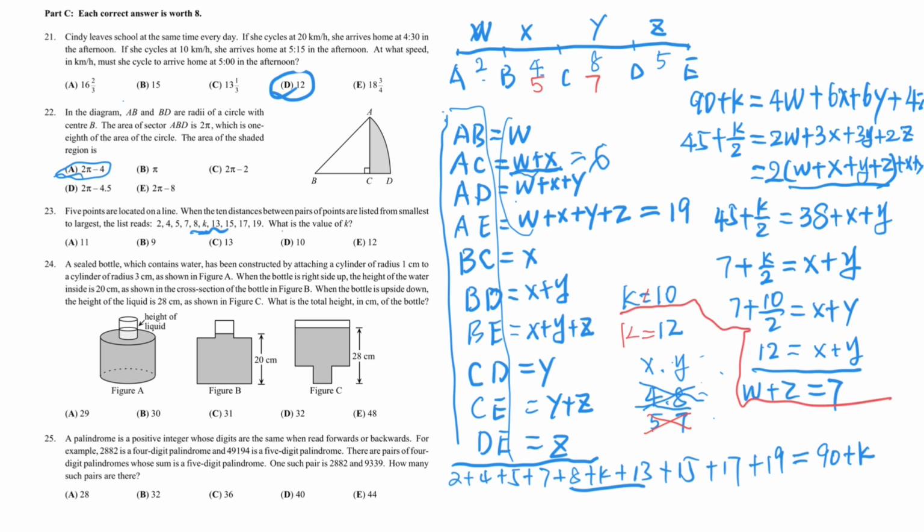Now we do k equals 12. That means 7 plus 12 over 2, that's 6, so 13 equals x plus y. So x plus y equals 13. So now we suppose k is 12 and x plus y equals 13. That's only 5 and 8. Now we have 5 and 8 for x and y. So here is the 5, here is the 8.